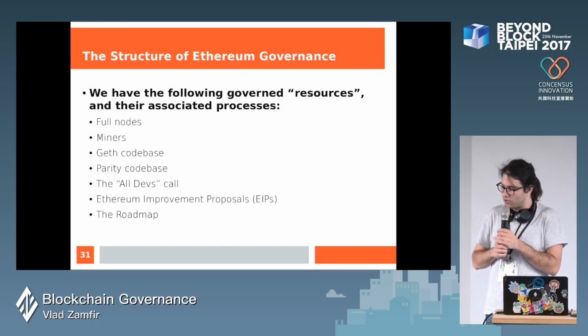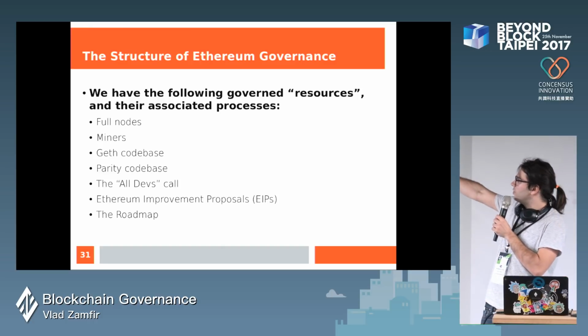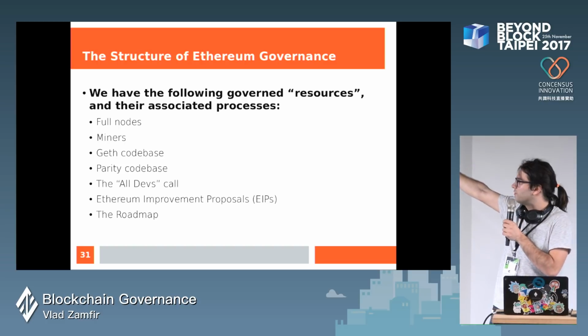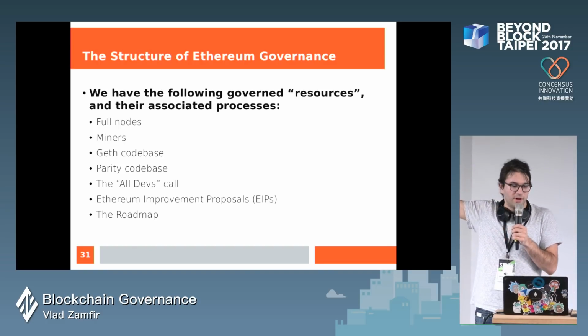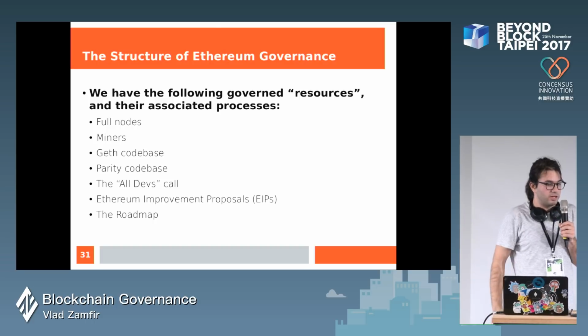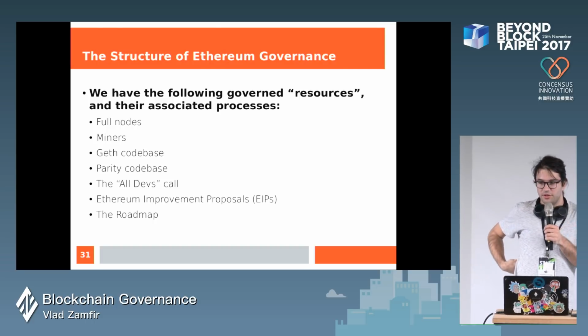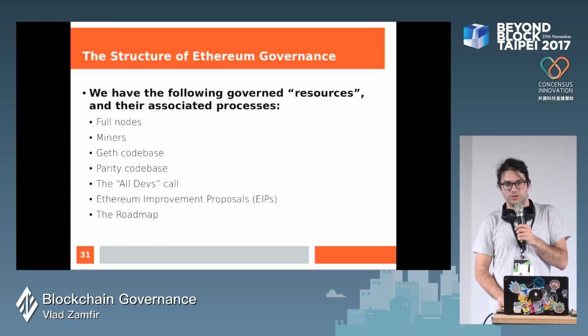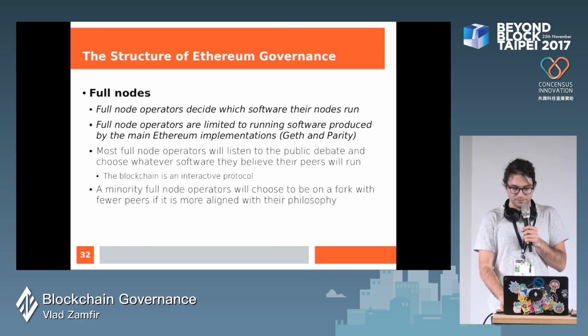So here are the ones that I'm going to go over. These are different resources, and each of them has a corresponding governance process. There's all the full nodes, various types, miners, the Geth codebase, the Parity codebase, the altdevs call, the Ethereum improvement proposals, and the roadmap. There are other resources and other processes involved in Ethereum governance, but this is all that I'm going to cover.